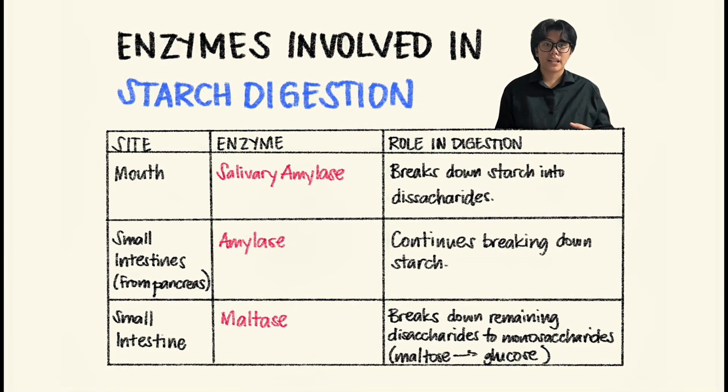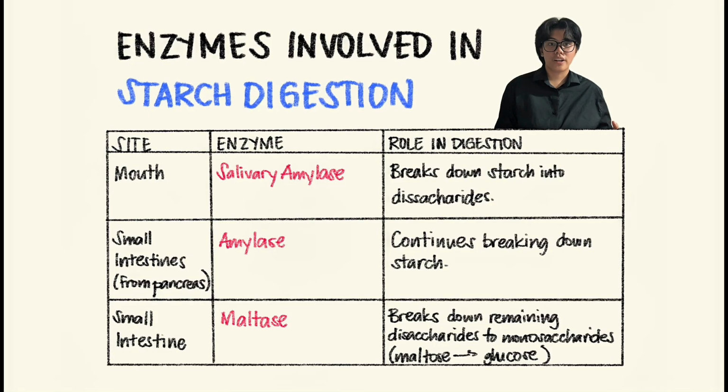Next, your pancreatic amylase, which is released by your pancreas. What it does is continue the breakdown of starch. And lastly, your maltase and your sucroisomaltase. These are brush border enzymes of your small intestine. Your maltose is converted to glucose by your maltase, and your sucroisomaltase converts your alpha limit dextrins to glucose also. So those are the different enzymes involved in starch digestion.